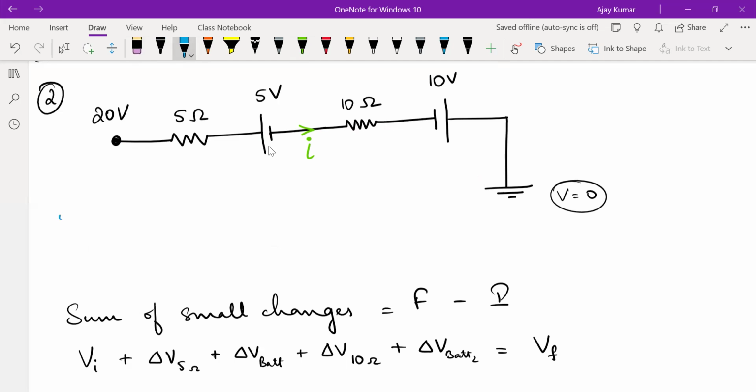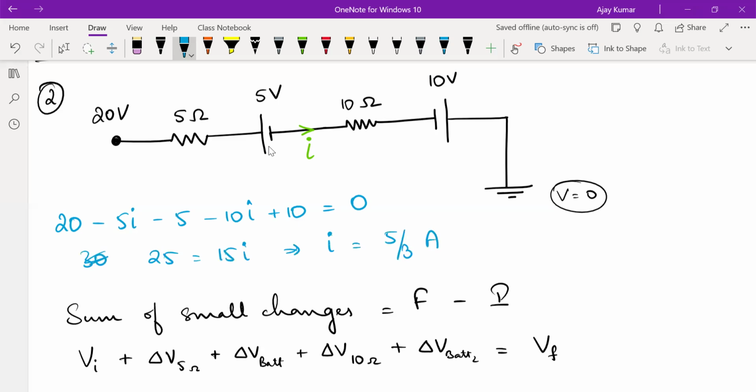So initial value here is 20, and across the 5 ohm resistor, it will be minus 5i. 5-volt battery, you're going from positive to negative, so minus 5. 10 ohm resistor, minus 10i. And 10-volt battery, you're going from negative to positive, so plus 10. And you have reached the final value, that is 0. So you get 30 minus 5 is 25 is equal to 15i. And i becomes 25 by 15, that is 5 by 3 amperes.